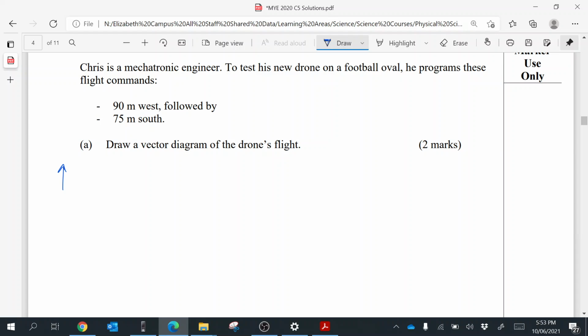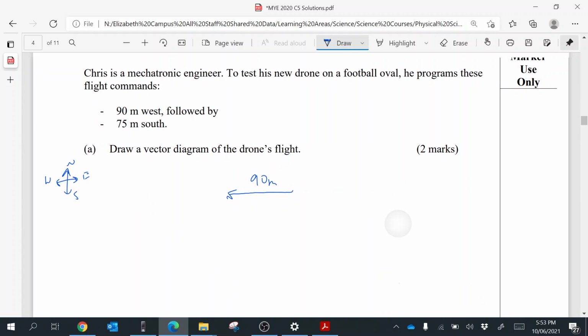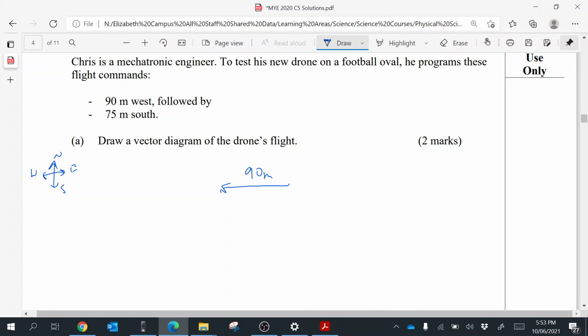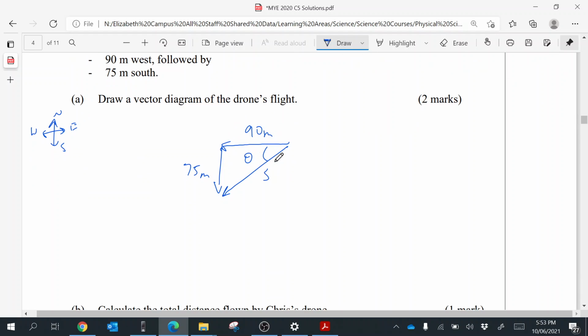So just remembering, never eat soggy wheat bix. So we have west that way. And get a ruler out if you've got one. It's always better to use a ruler when we're drawing our diagram. I did try to use a ruler, it's a bit hard on the screen. Here we go. And I'll just go straight down, 75 meters south. And then we have our resultant vector there. I call that S, that's our displacement, and theta there. So 2 marks.